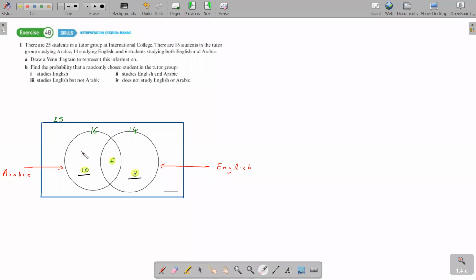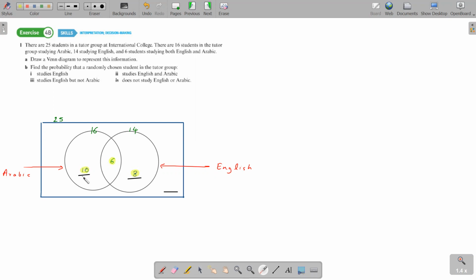Be aware that you don't just add 16 and 14. If you add 16 and 14, you will be adding this 6 twice, isn't it? Because 16 also includes these 6 students and the 14 also includes the 6 students. So when you're trying to get the outside figure here, it's best that you consider the regions individually. Don't consider the full circle because the circles overlap, and if you add 16 and 14, you are adding the 6 twice. So we'll add these individual 10 plus 6 plus 8.